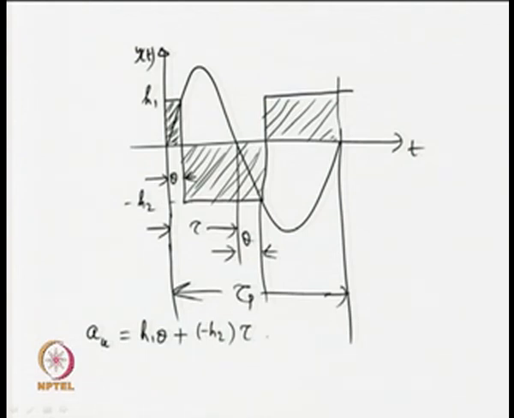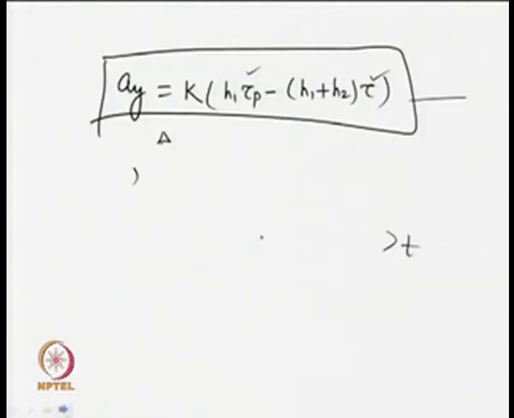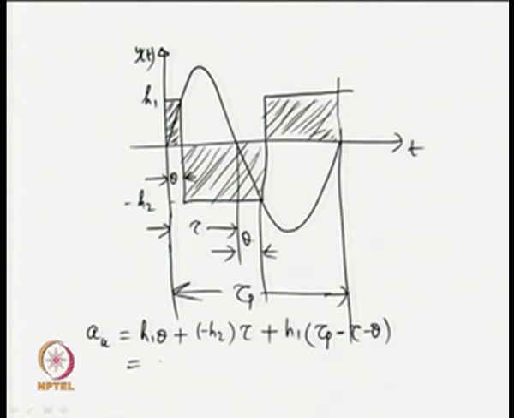Yes, and the area of the upper rectangle now can be found as h 1 times tau p minus tau minus theta. So, tau p minus tau minus theta. So, when this is simplified again, what do we get? The expression for the A u is h 1 tau p minus h 1 plus h 2 tau.